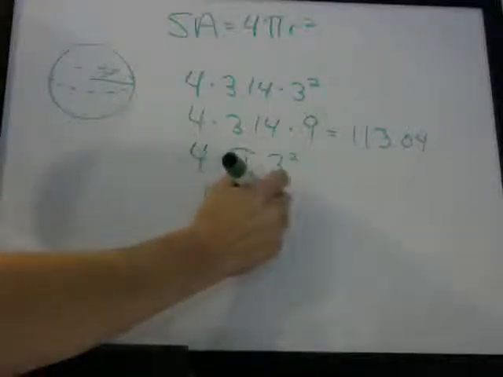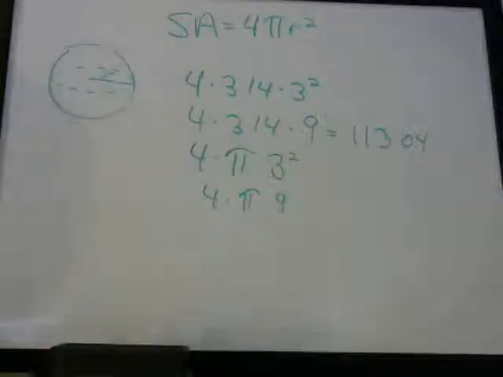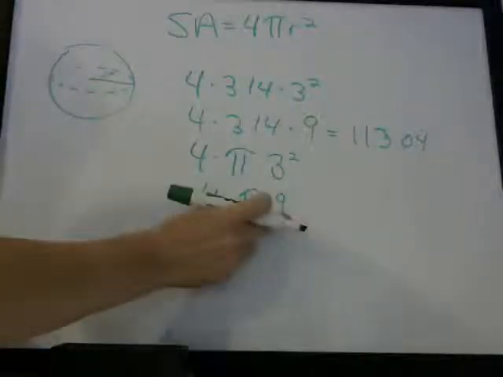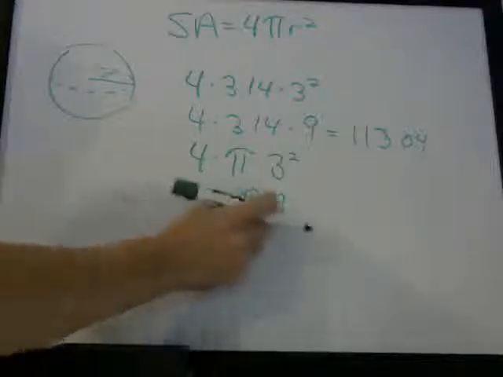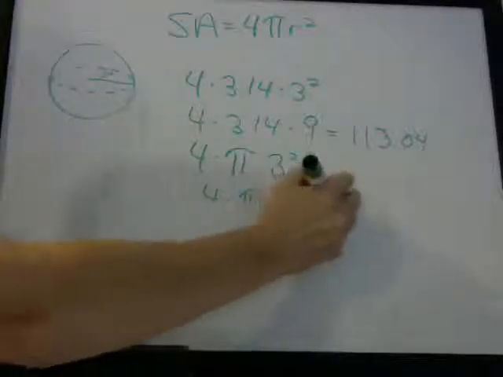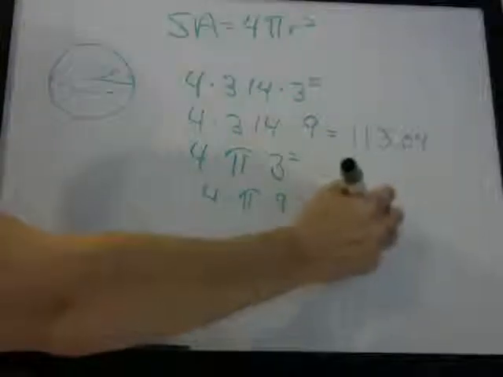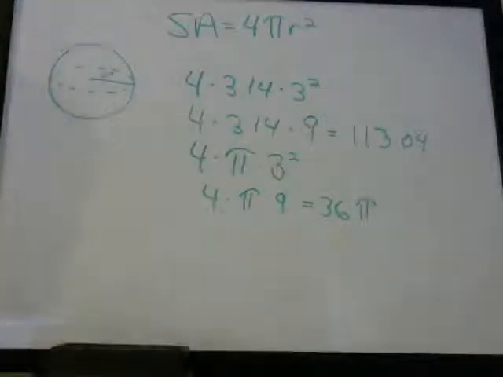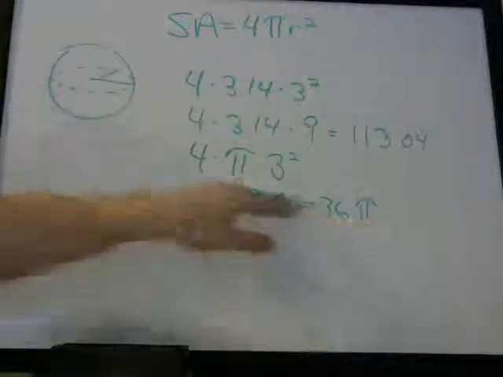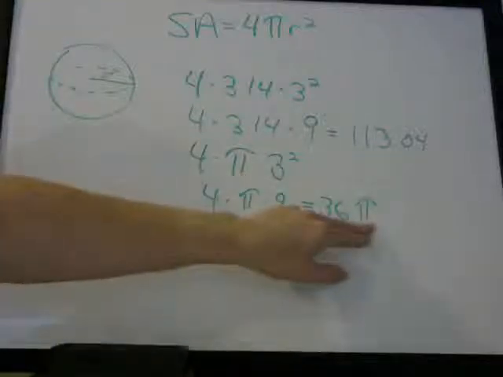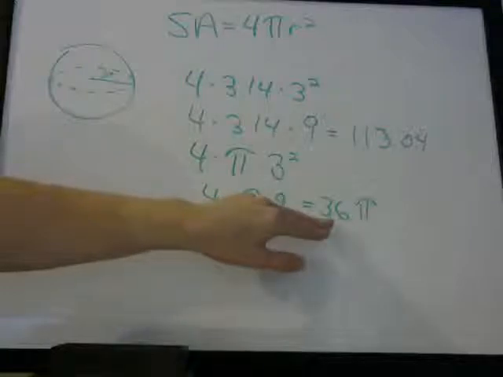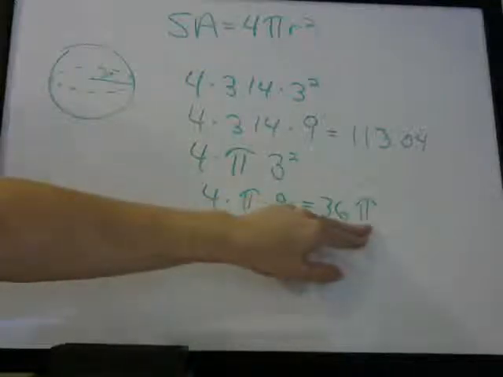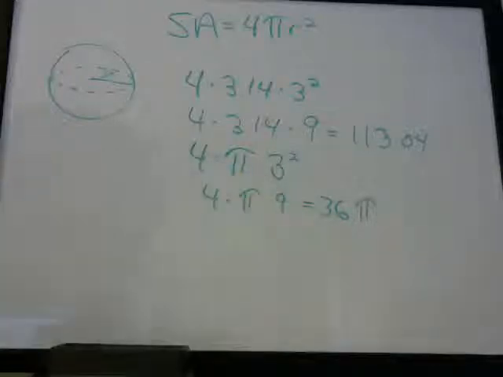3 squared is 9. And now to simplify, we can multiply the numbers, right? Multiplication, it doesn't matter which order you do them. So 4 times 9 is 36. And we're leaving it in terms of pi. So it's 36 pi. It just means we're not going to plug in 3.14 in for pi. If you go to your calculator and multiply 36 times 3.14, you're going to get this answer. But this is how it's left in terms of pi.